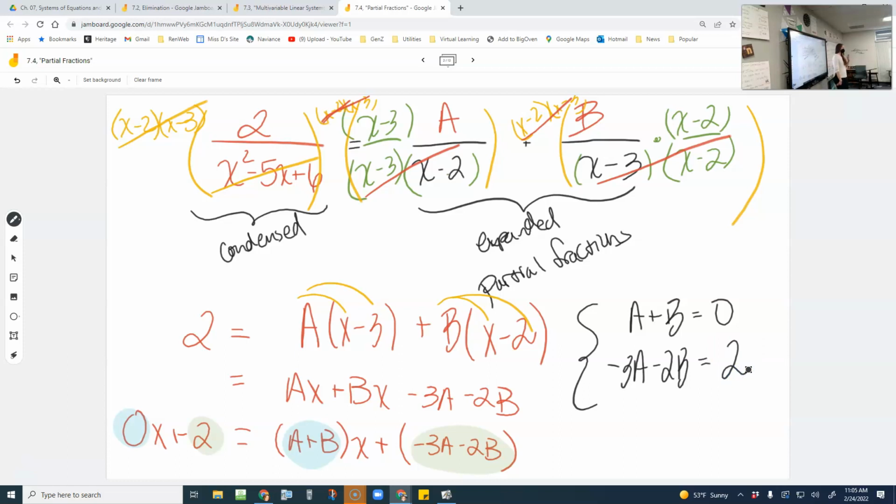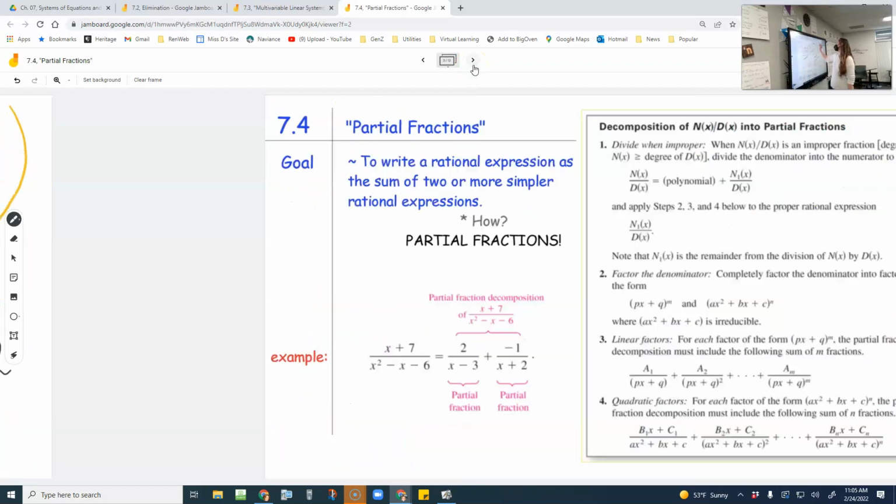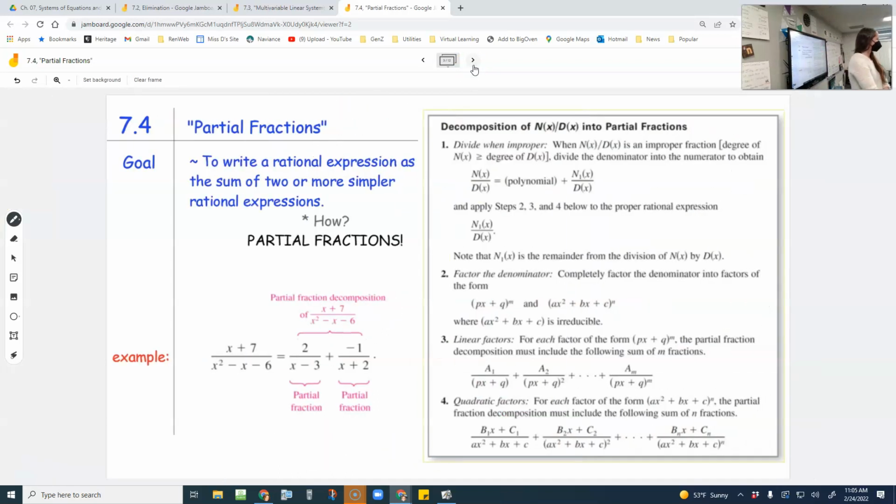I got myself a system of equations. At least now it's not 3. What is this? What did you start with, like in the very beginning? I started with something that I was trying to break down into its partial fractions. I was trying to expand. So they gave you those 3 things.